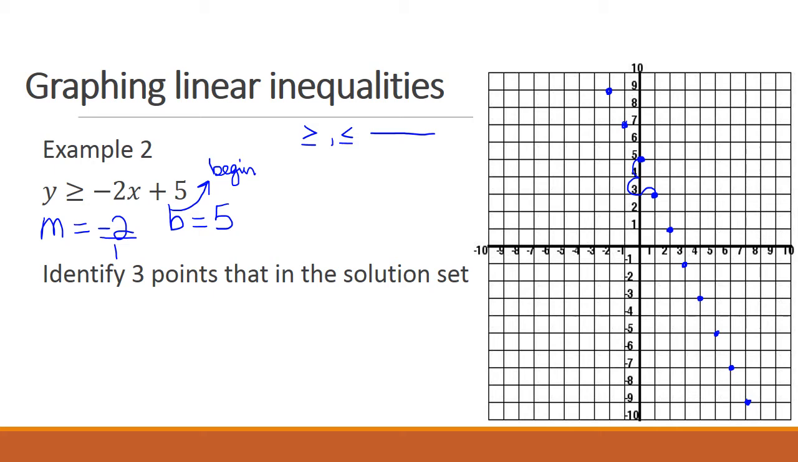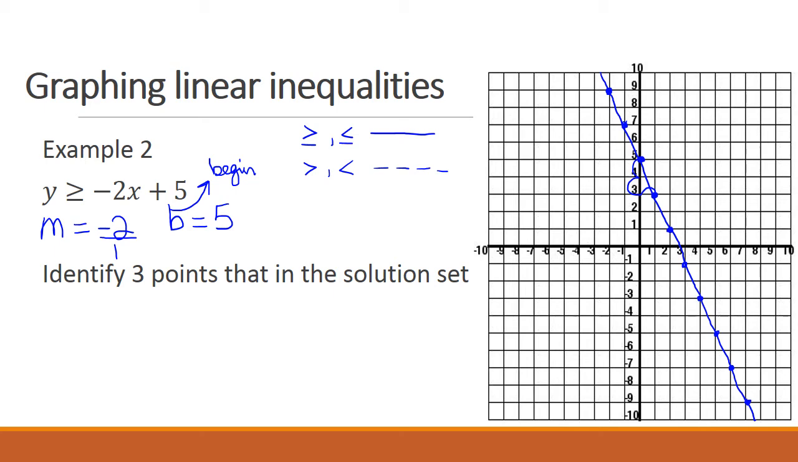And we include the solutions on this line. But when we have greater than or less than, we make a dashed boundary line, which means the solutions on this boundary line are not included. So I have a greater than or equal to, which means I'm going to make a solid boundary line. All the solutions on this line are going to be included.